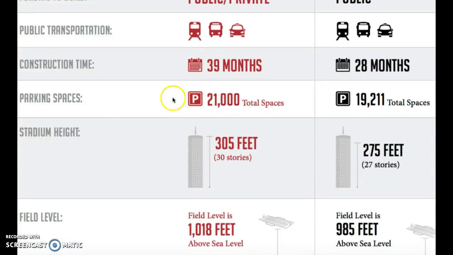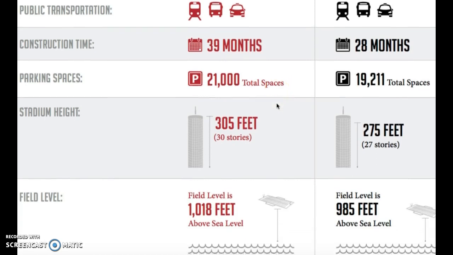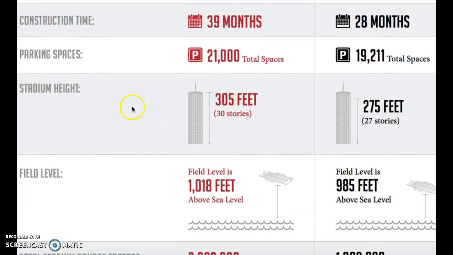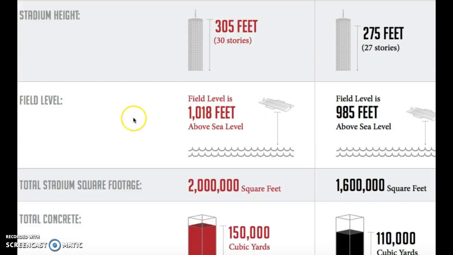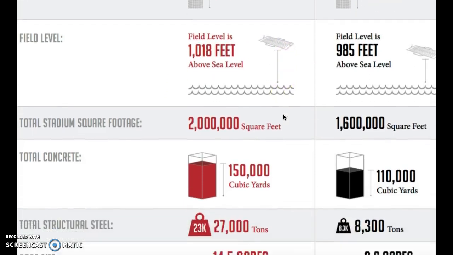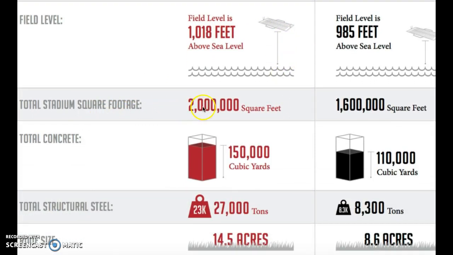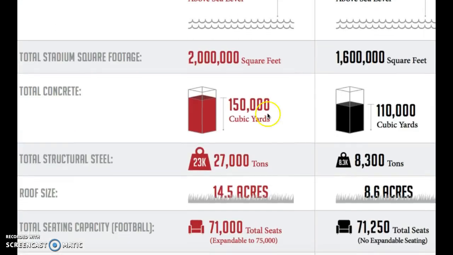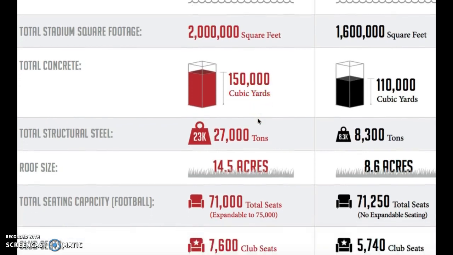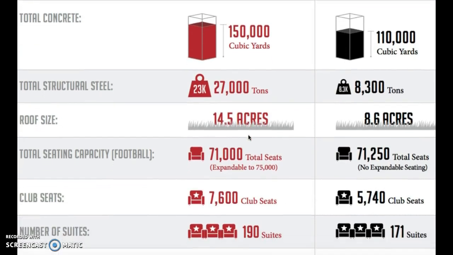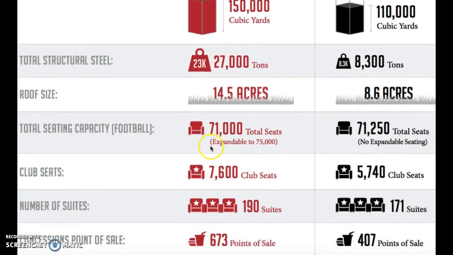Let's see, well, we don't care about the parking spaces. That's outside of the stadium. Here is the stadium height, the field level. We don't really need that, do we? This is the square footage. So that means the floor space is 2,000 square feet. We don't need the concrete because you can't fit basketballs inside the concrete. There's the steel, the roof size, the seating capacity.